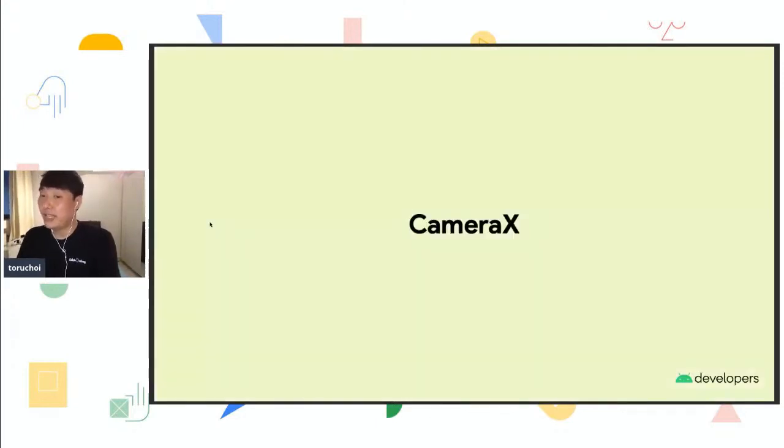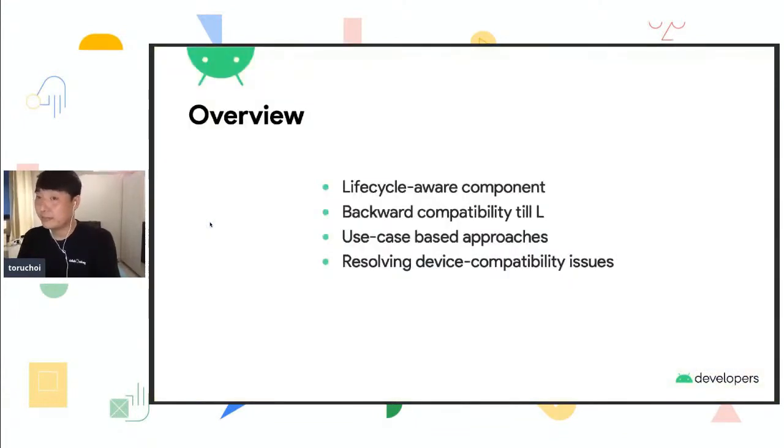Today I'm going to talk about CameraX, which is one of the Jetpack library components. Jetpack is a suite of libraries, tools, and guidance to help developers write high quality apps more easily. CameraX is a lifecycle aware component. It means we don't need to write any specific code upon lifecycle functions like onCreate, onResume, or onDestroy, etc.